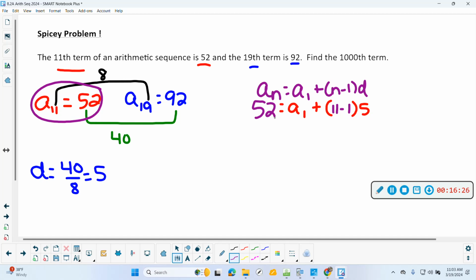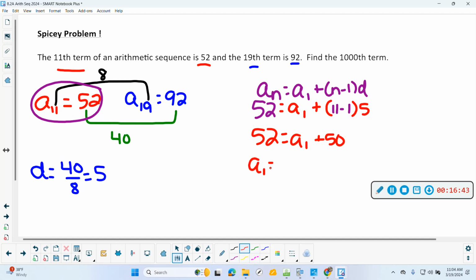I could have put 19 and 92 in here. I just chose to use smaller numbers. Now I can go through and figure out what A1 is for you. So I'm going to do some math here, of course. 11 minus 1, 10 times 5. Mental math, what's the first term?